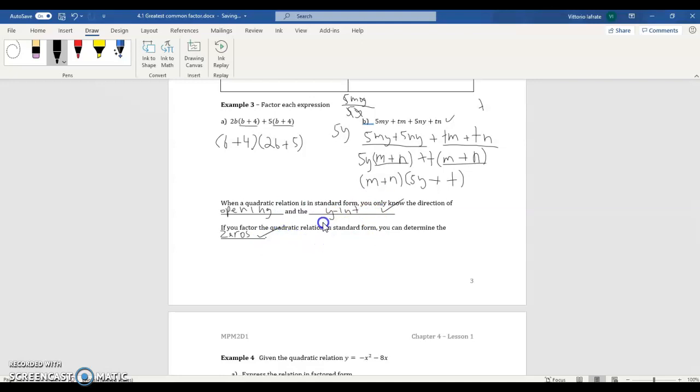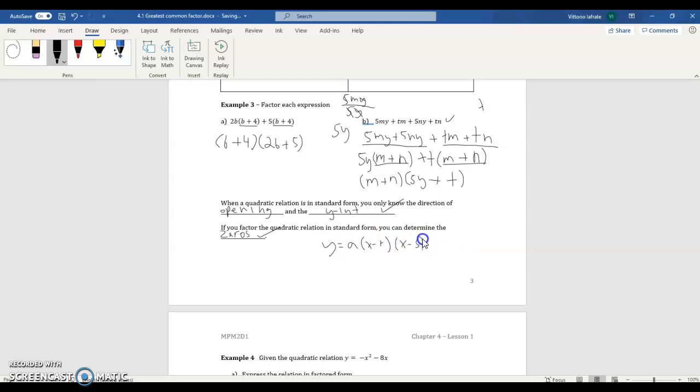Now when you factor it, you get your zeros. Because remember that when you have the factored form, y is equal to a, x minus r, x minus s, you can use the r and the s to find your zeros. So when will the term equal 0? When will y be 0? When x is equal to r and x is equal to s.